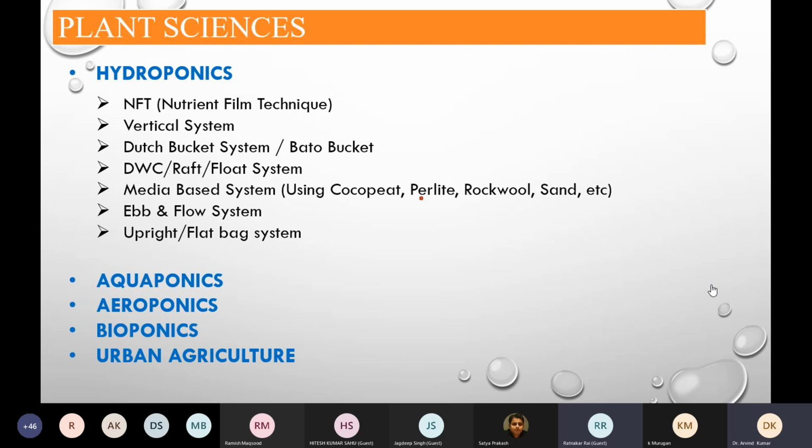And I think we should be going that way more than any of the other systems because commercialization is very easy and we're very inexpensive when it comes to media-based systems. The media becomes inexpensive. Again, ebb and flow is also a media-based system where you bring in water from the bottom and you retract the water, which is a very efficient system. And it works very good with several crops. Although setup may be a little more expensive with the ebb and flow system, it performs excellent.